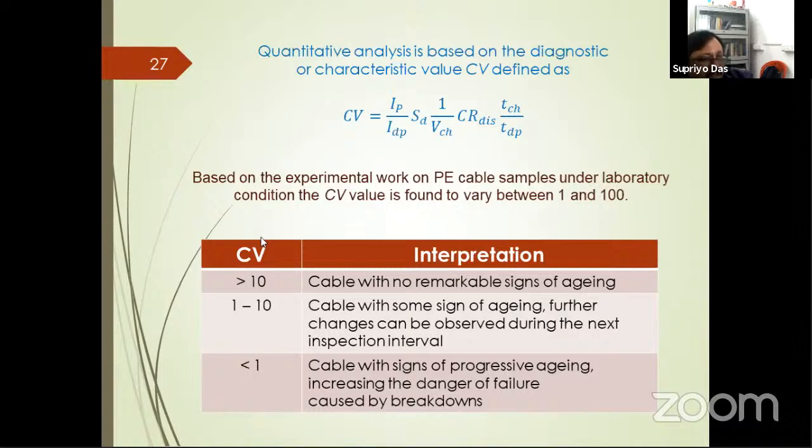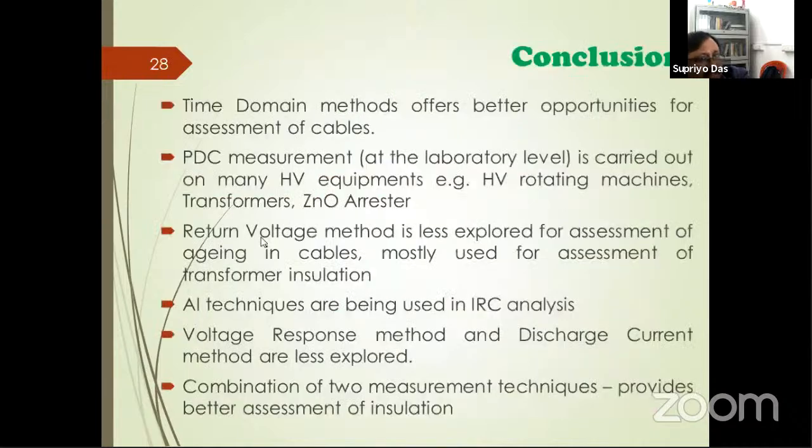There is something given like this. If the characteristic value, CV, is more than 10, then there are no remarkable signs of aging. But if it is less than 1, that means it is heavily aged and it may lead to breakdown very shortly. Okay. So these are the 5 methods which are used in the time domain for assessment of cables.